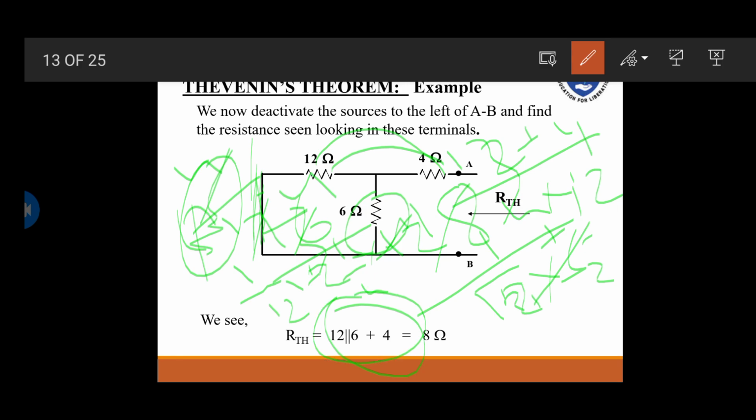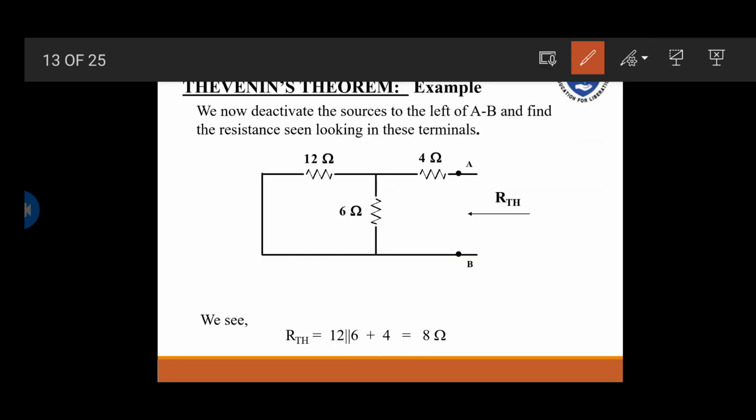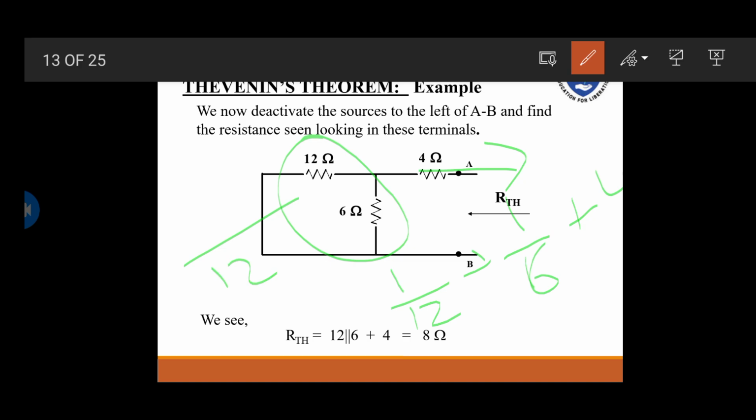Let me clear the screen. See, let us consider this and this are in parallel and this is the series. What is the formula for that? 1 by 12 plus 1 by 6 plus 4, right? What do 1 by 12 and 1 by 6 mean? 12 into 6 divided by 18, right? 6 3s. 3 by 12.